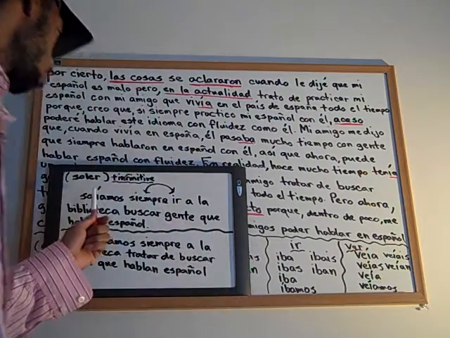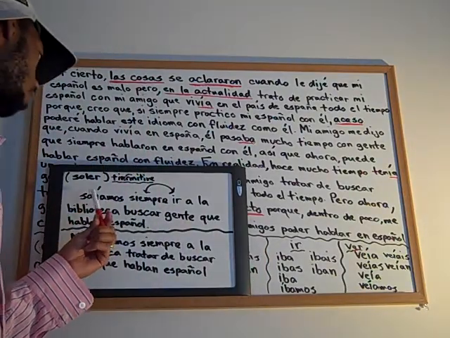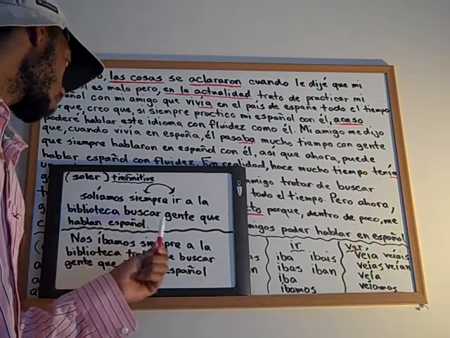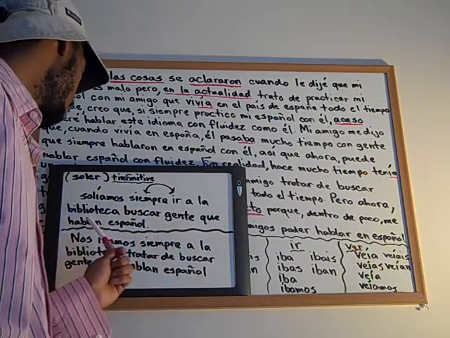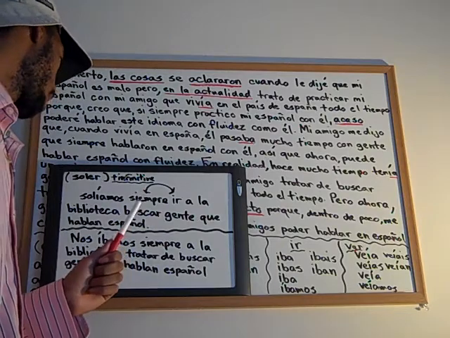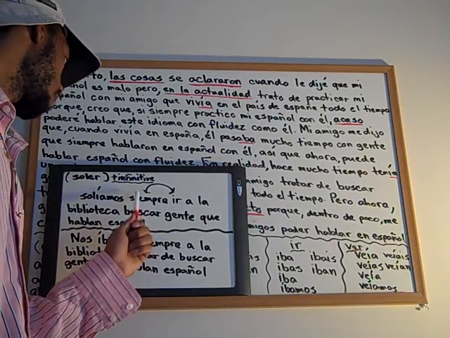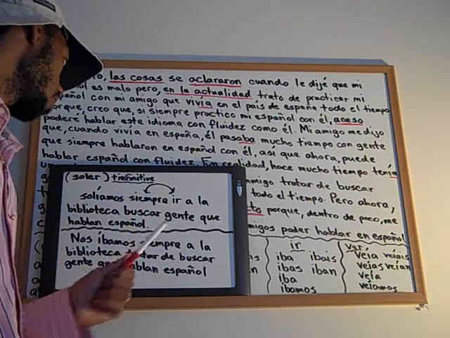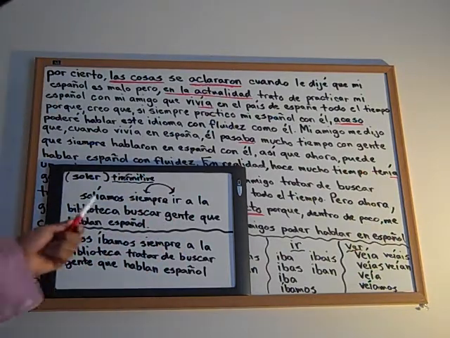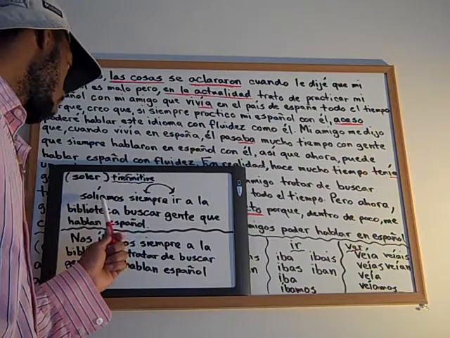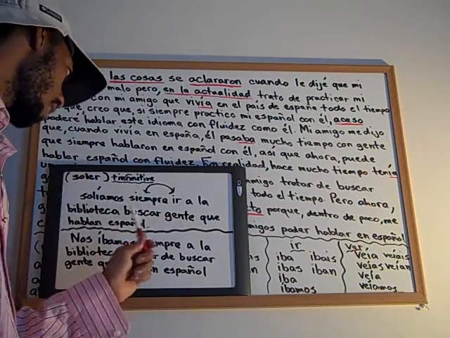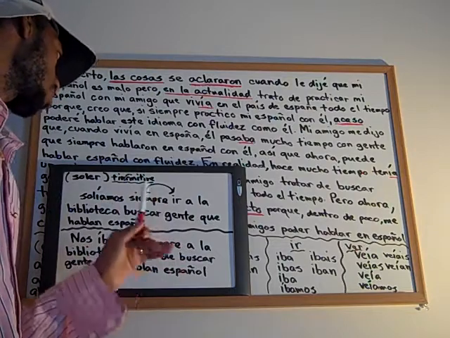So here I have, for example here, solíamos siempre ir a la biblioteca buscar gente que hablan español. Okay, I don't know if I got these mixed up. Is it okay to say siempre ir, or, you know, just let me know. But this means to you. Okay, so let's see. We used to always go to the library in order to look for people who spoke Spanish.